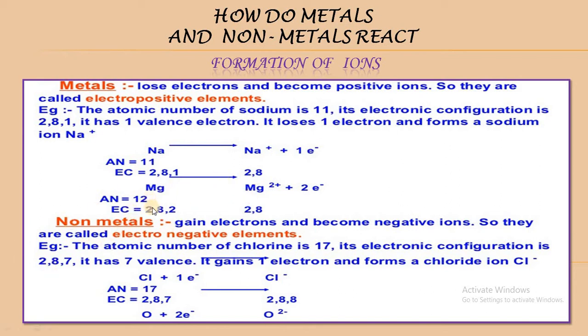Magnesium, after losing 2 electrons from its outermost orbit, forms Mg2+. Now its electronic configuration is stable.